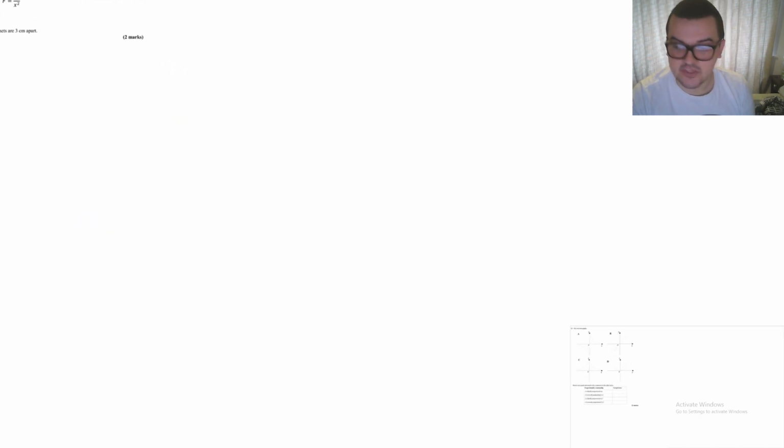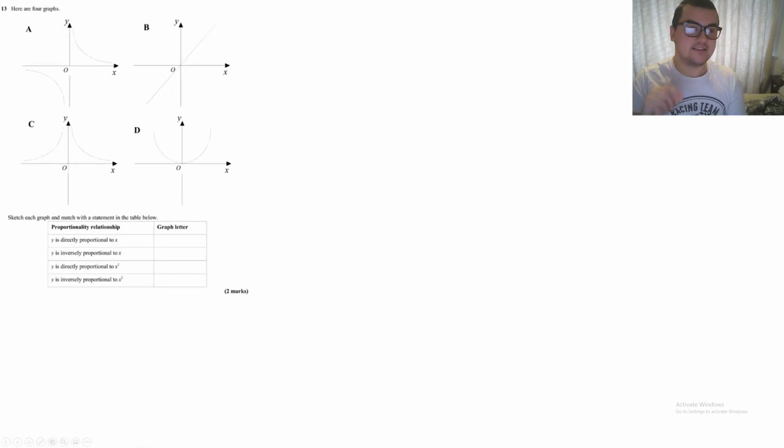We're going to go to the last question for this topic. This one was optional because it's quite hard, but what I'm going to do is go through it with you now. So let's have a look at the question. Here are 4 graphs. Sketch each graph and match with a statement in the table below. Y is directly proportional to x, y is inversely proportional to x, y is directly proportional to x squared, y is inversely proportional to x squared.